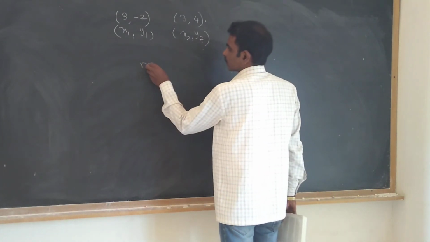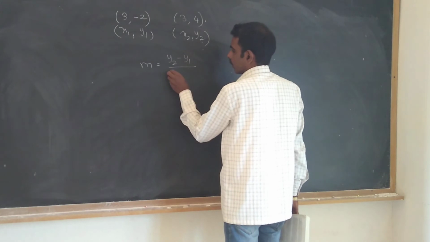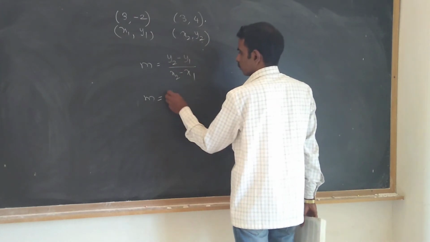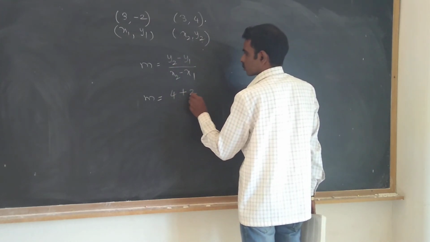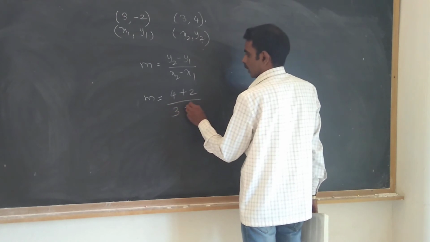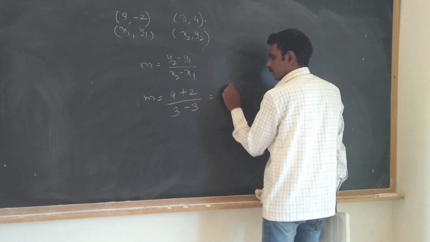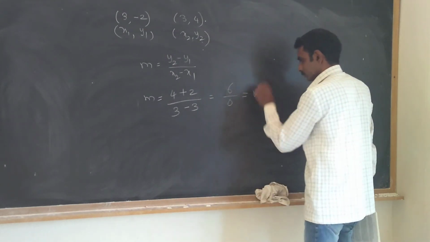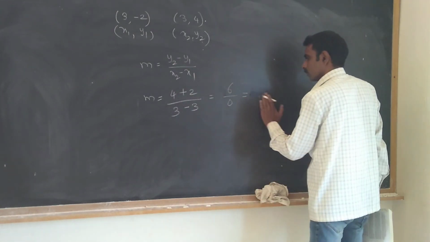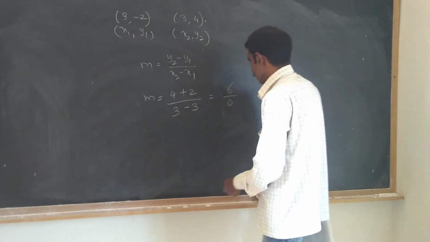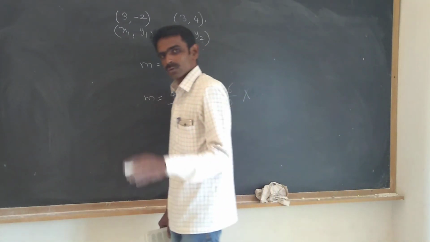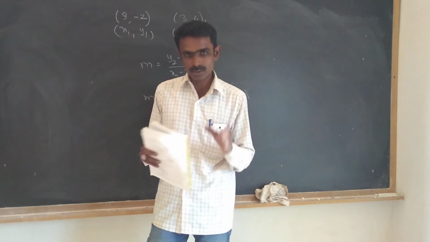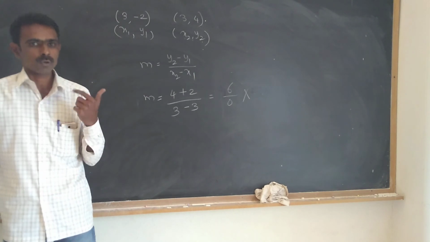So here m is equal to y2 minus y1 divided by x2 minus x1. So m is equal to y2, which is 4, minus (-2), that is plus 2, divided by x2, which is 3, minus 3. So it is 6 divided by 0. Anything upon 0 is infinity, it is not defined. So this slope is not defined; the slope is not going to exist. So in the next classes onwards, we shall continue with other problems.